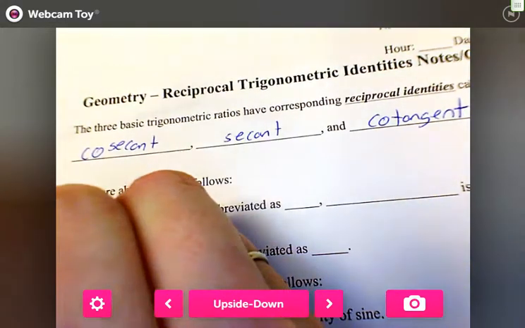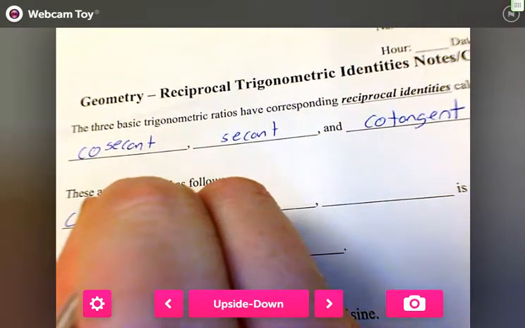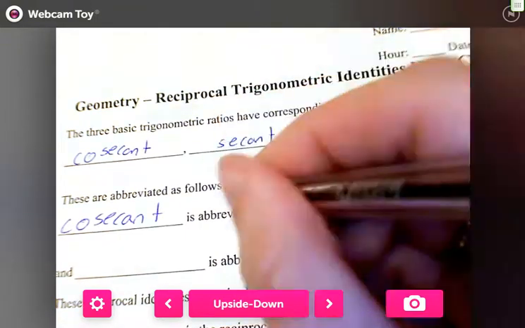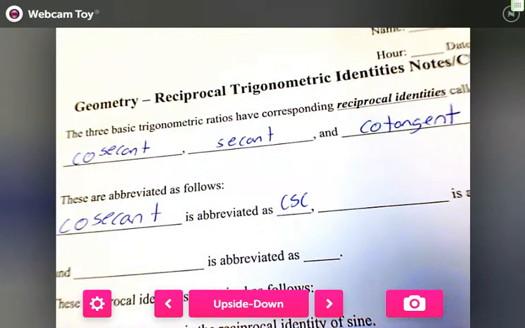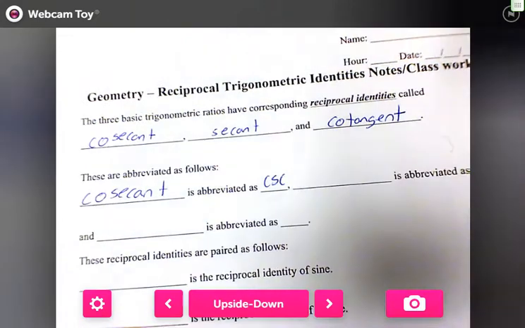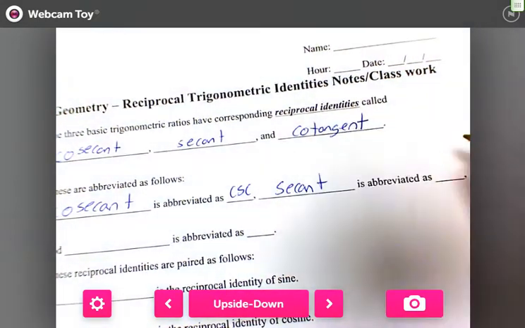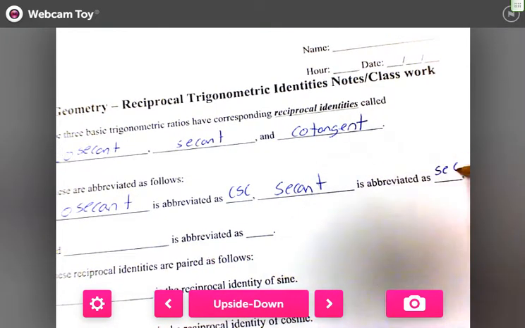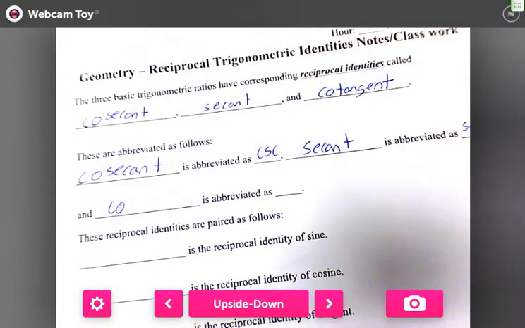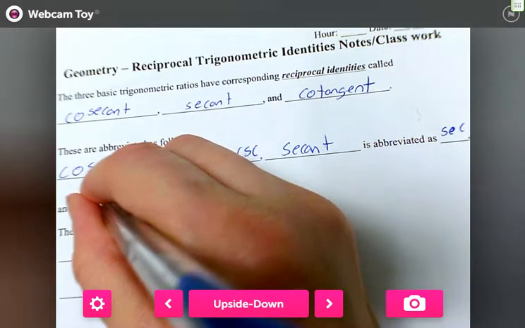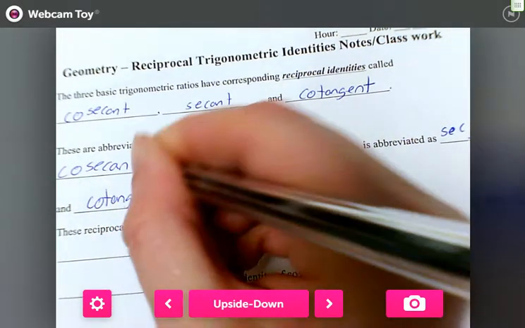Okay? Cosecant is abbreviated as CSC, because I don't want to write cosecant every single time. And then secant is abbreviated as SEC. And cotangent is COT.